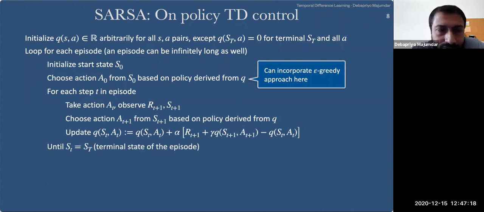And what is the policy we are following? That depends on the estimates at this point of time, but then we would like to encourage exploration a bit, so we can incorporate an epsilon greedy approach at any point of time, right? So essentially at any point of time you choose the next action, you can do some epsilon greedy approach, and then you can update the previous state action pair's estimate, so that next time if you encounter the same state action pair, you will act with a better learned value. So this was SARSA, and SARSA stood for state action reward state action.